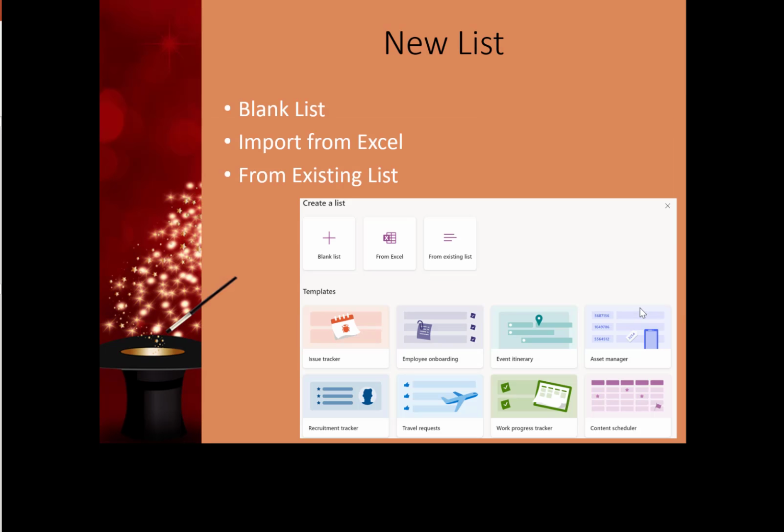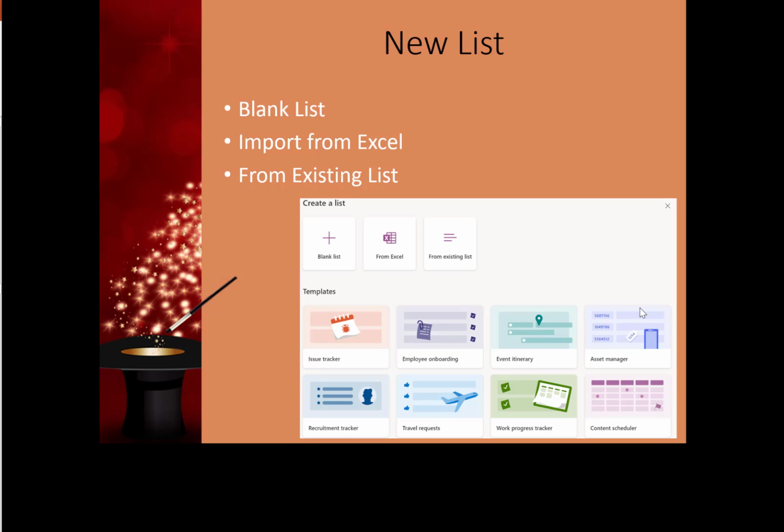So, for a new list, you have some options. You have the option for a blank list, which is very much like what you're used to in SharePoint itself when you create a blank list. Importing from Excel, which I actually will demo for you. It's pretty nice. And then from an existing list.